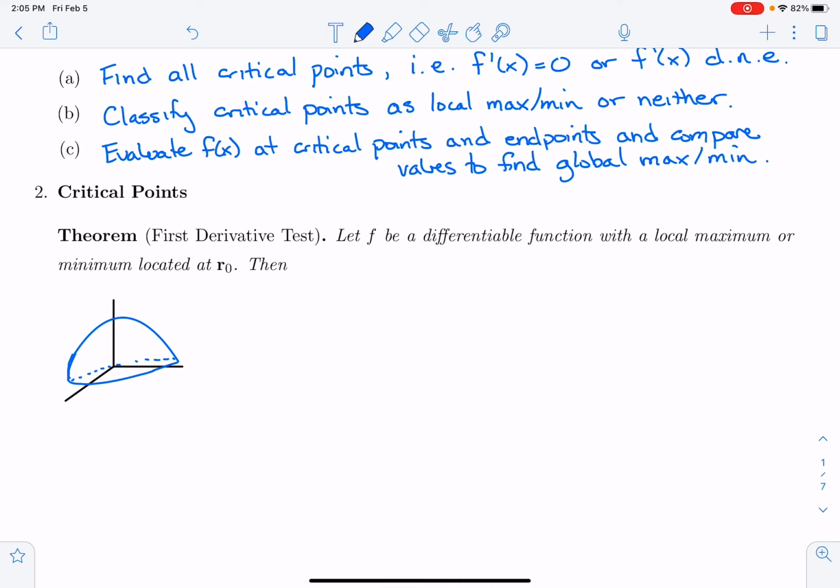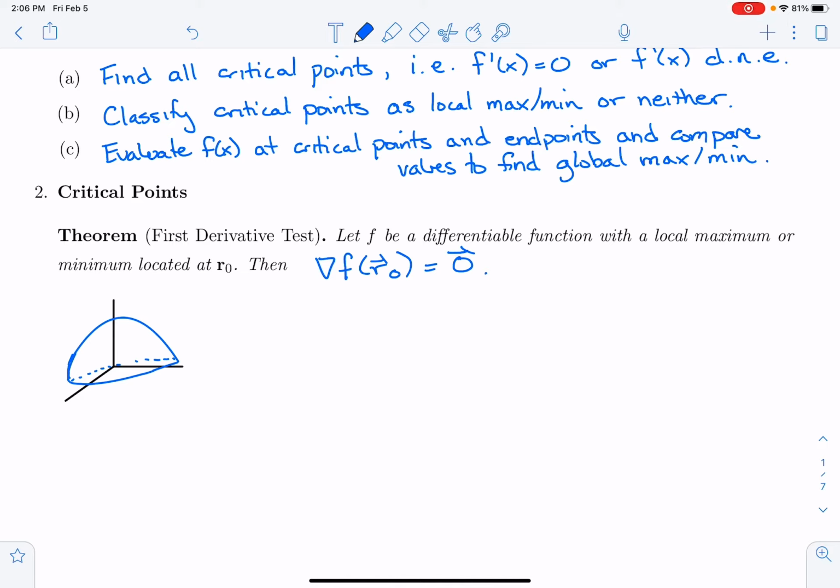So our first derivative test says let f be a differentiable function with a local maximum or minimum located at r0, then it must be the case that the gradient of f at that point r0 must be the 0 vector. So if f has a local maximum or minimum, then there's going to be a 0 gradient or no change in the x or y directions.